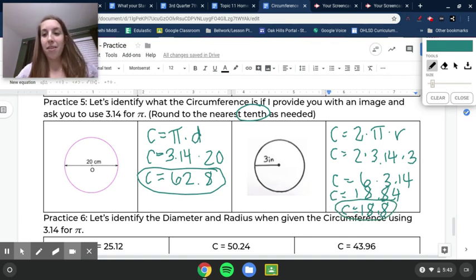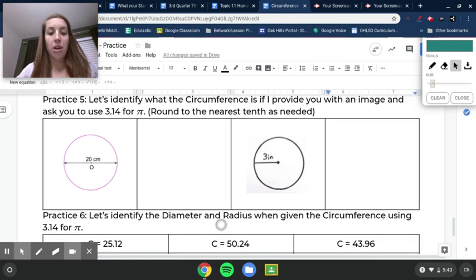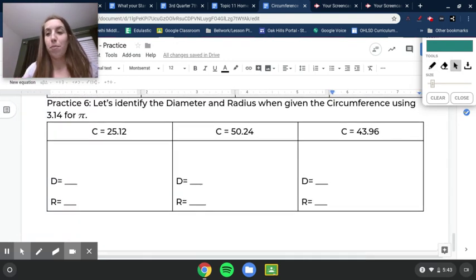All right, last practice before we move on to our individual practice with our groups. Practice 6, let's identify the diameter and the radius when given the circumference. So use 3.14 for pi. This is where topic 8 is going to come in handy, equations. Okay, they've given you the circumference and you need to find the diameter.